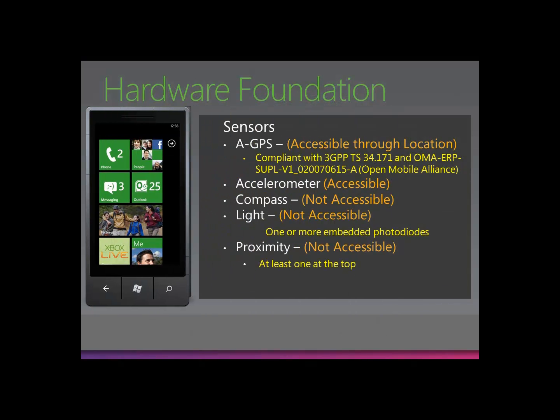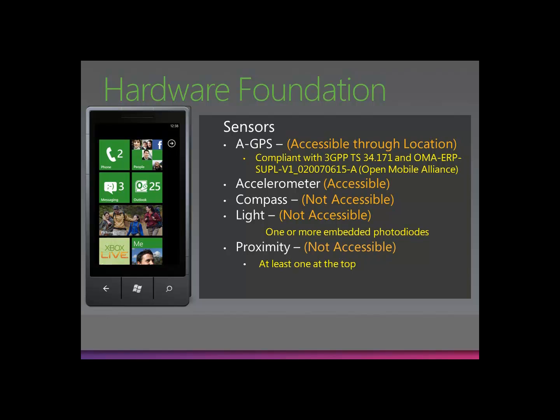Now, when we're talking about the specifics of the sensors for the hardware foundation, the GPS is an AGPS, and it's accessible through location. And that's important, as we'll talk about later. It's not in the sensor namespace. And we'll talk about what assisted GPS is and how that helps you on the phone. It has to be compliant with 3GPP technical specifications and also the supplemental from the Open Mobile Alliance. If you really want to dive deep and get bored, feel free to grab those and check those out.